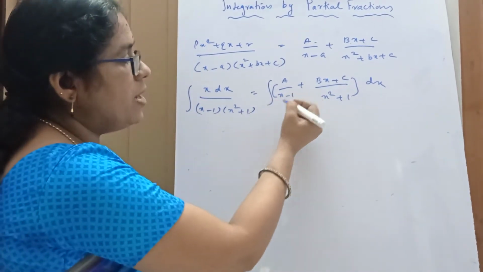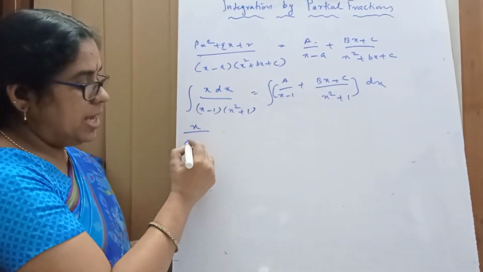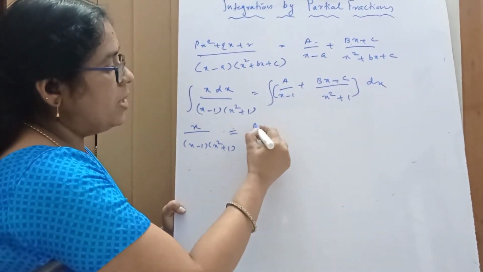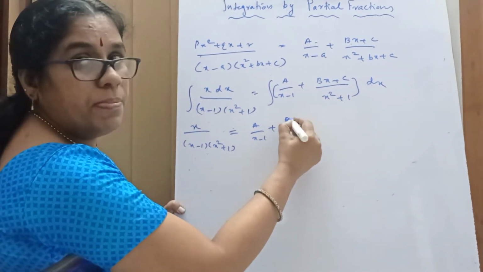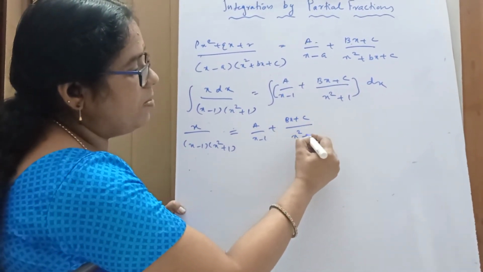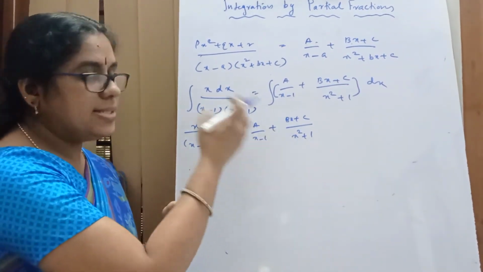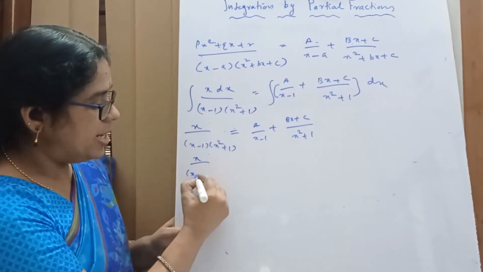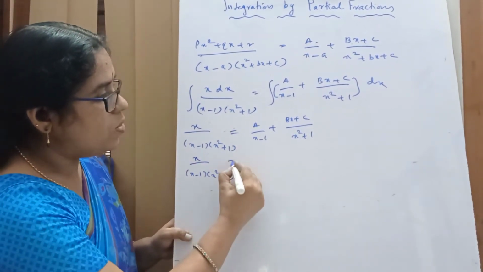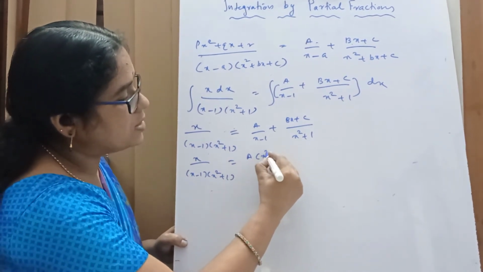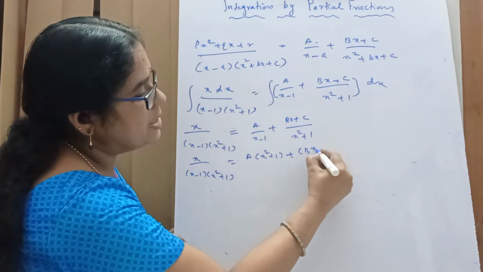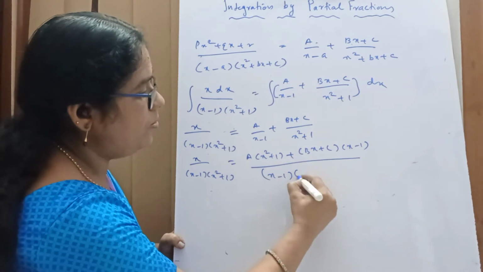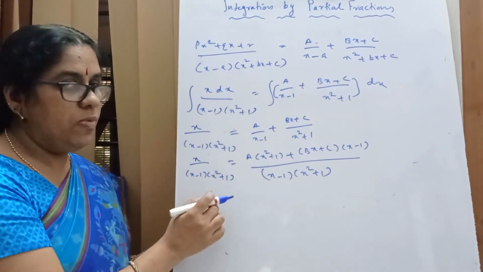Okay, so here we can take the function alone: x divided by x minus 1 into x squared plus 1 is equal to a by x minus 1 plus bx plus c divided by what? x squared plus 1. Take the function alone. Then, same as above, take the LCM and find a, b and c. That is, x divided by x minus 1 into x squared plus 1 is equal to, taking the LCM, a into x squared plus 1 plus bx plus c into x minus 1 divided by x minus 1 into x squared plus 1. If you take the LCM, you will get this form.